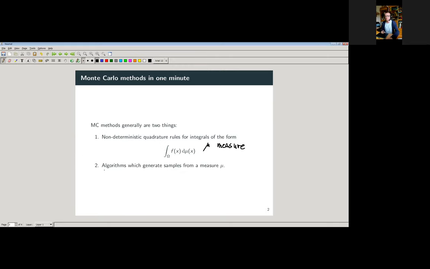The second property is that you can generate samples from a measure mu. Samples, very broadly speaking, are random points generated from that measure, such that in the long run, if you make a histogram, this histogram converges to the density. So those points here on that axis are samples from measure mu. Monte Carlo methods do those two things, and they are strongly connected to each other.